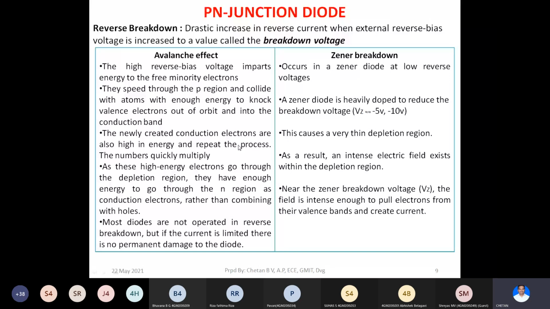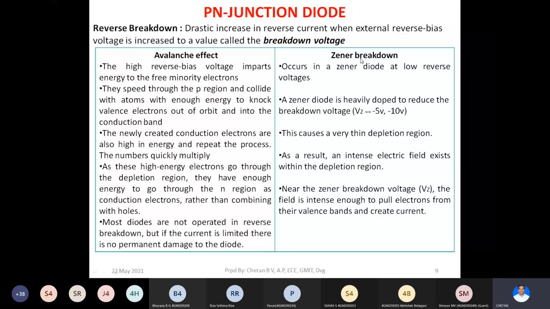To avoid permanent damage to the diode, you may use a resistor in the reverse biased condition. The resistor will limit the current so that it will avoid permanent damage to the diode. The second type of breakdown that takes place is called Zener breakdown. Usually this Zener breakdown takes place in a special purpose diode called a Zener diode.